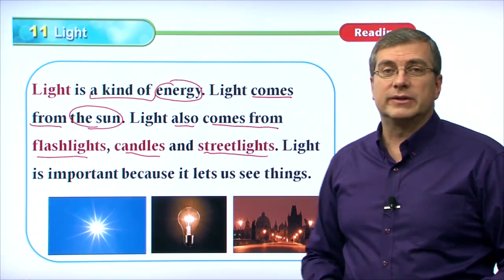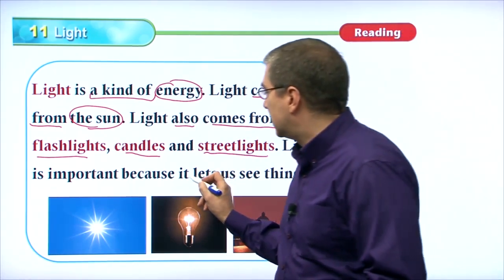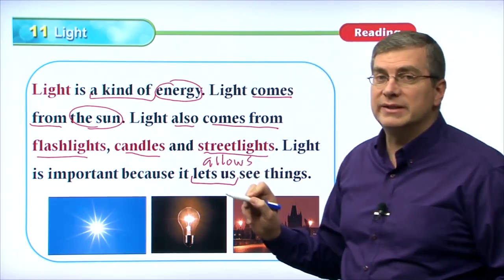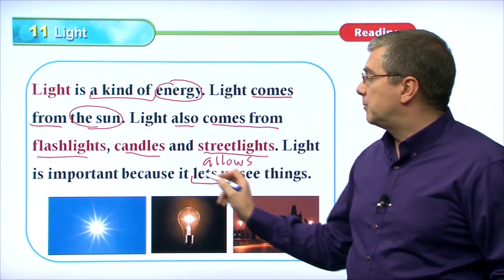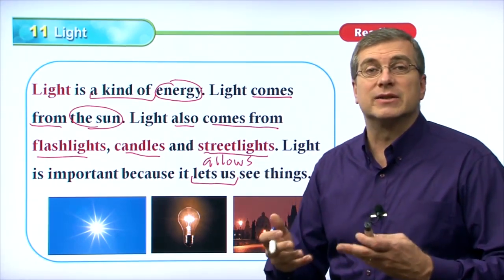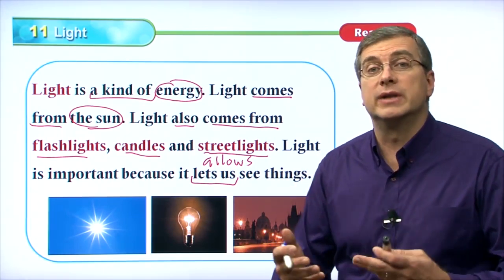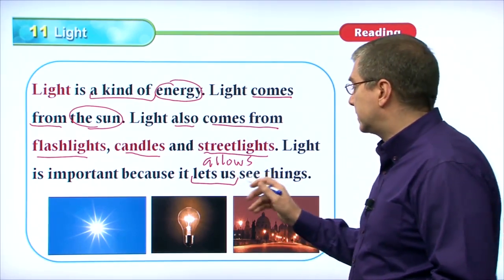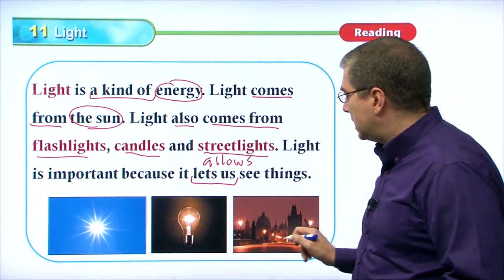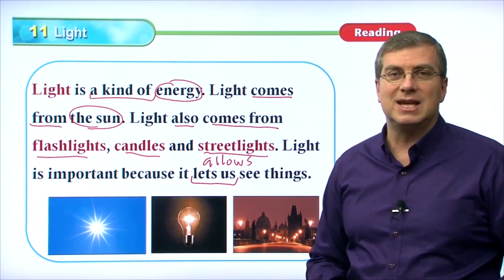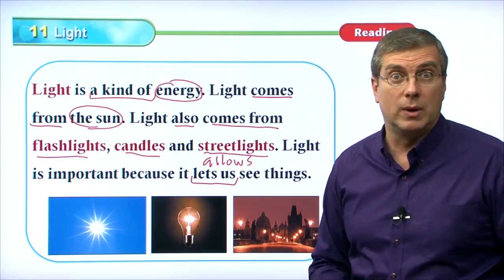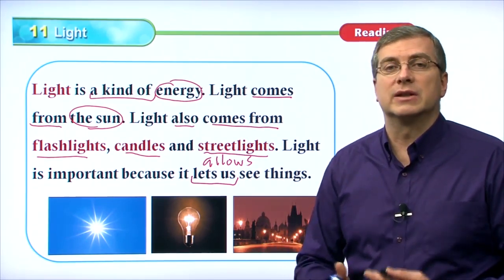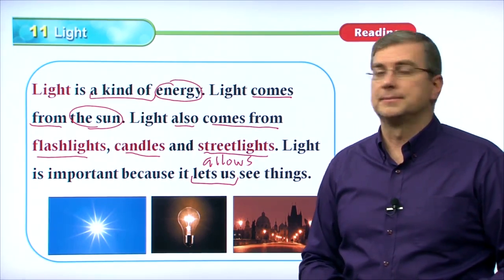Light is important, obviously, because it lets us. It allows us. It makes it possible to see things. If you say it lets us do something, it's like saying it allows us to do something, or it makes it possible for us to do something. We need light to be able to see things, especially in the city at night. We need light to see where we're going, to see what we're writing, and to see other people.